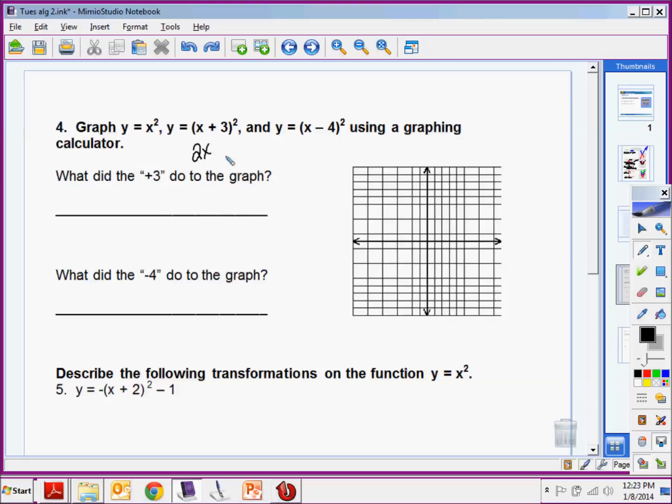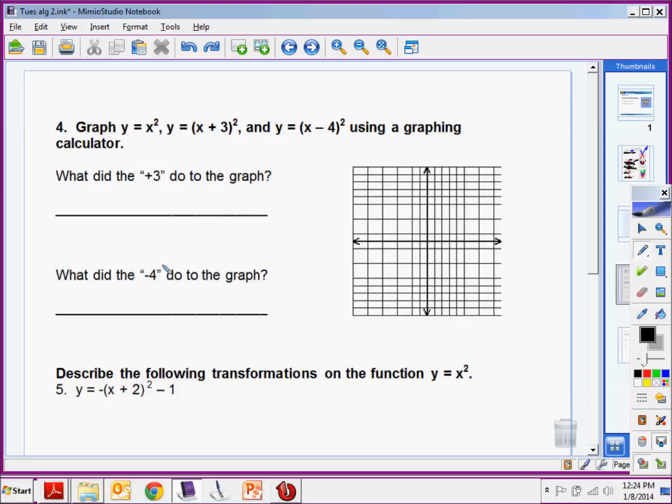So if it's being multiplied by x, that's horizontally. If I'm multiplying to x, I'm changing horizontally. If I'm multiplying on the outside, that's affecting y, so I'm changing vertically. All right, now we're just going to focus on my constant. If I'm adding a constant or subtracting a constant on the inside, what is that going to cause my function to do? Shift horizontally.